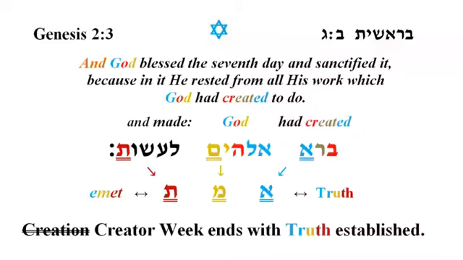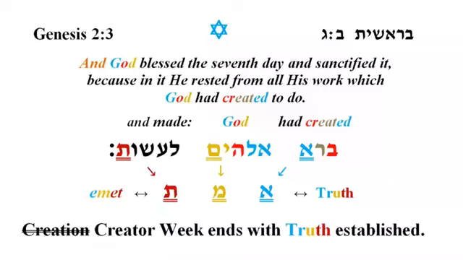If you go to the end of Creation Week, the very last verse, Genesis chapter 2, verse 3: "And God blessed the seventh day, and he sanctified it, because in it he rested from all the work which God had created to do." Okay? So God had created this work to do it. Well, the last three words are bara, Elohim, lashot. So God had created to do, or to make.